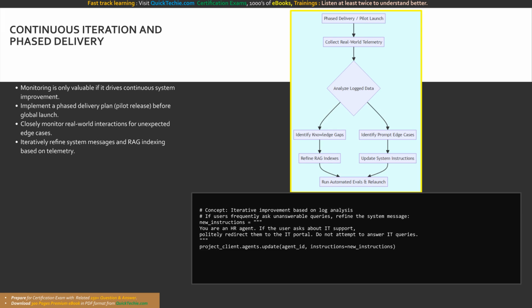You must establish strict, formal procedures for reviewing monitoring dashboards, handling flagged safety events securely, and updating to newer foundation models as they become available in the catalog. By fully embracing this philosophy of continuous measurement and mitigation, you absolutely ensure your AI systems remain secure, highly performant, and perfectly aligned with your enterprise objectives.